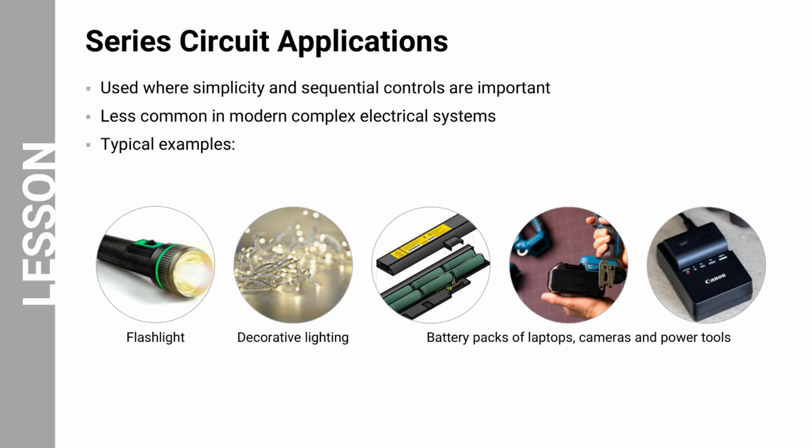Series circuits find application in scenarios where simplicity and sequential controls are required. Their straightforward nature makes them suitable for basic applications where components need to be activated in a specific sequence, or where a single path for current flow suffices. However, in modern complex electrical systems, series circuits are less common due to their limitations. These limitations include the susceptibility to failure if one component malfunctions, as well as the inability to independently control individual components without affecting the entire circuit. Typical examples of devices with series circuit include flashlights, some decorative lightings, and battery packs of laptops, cameras, and power tools.